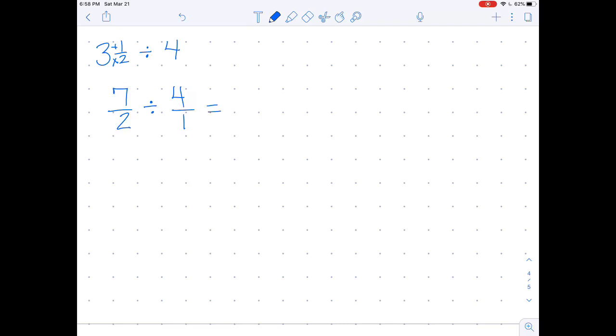So then, to divide by a fraction, we have to flip the second fraction and multiply. So multiply by the reciprocal. So 4 over 1 flips to 1 over 4. 7 times 1 is 7. And 2 times 4 is 8. These are both positive numbers, so my answer is positive. That is how we multiply and divide rational numbers.